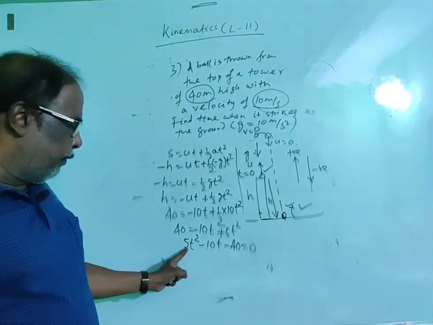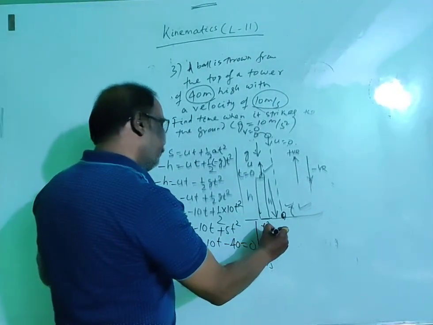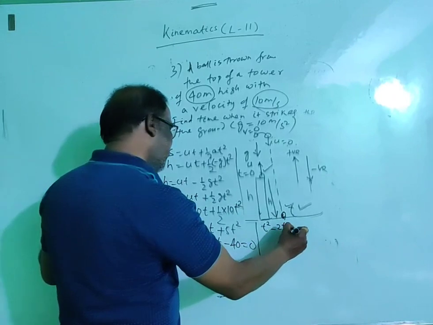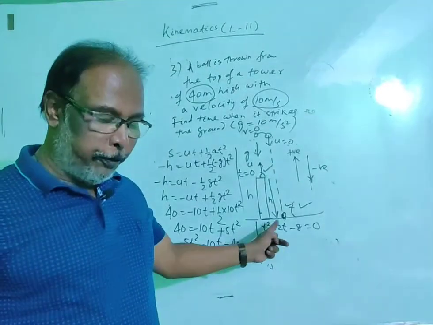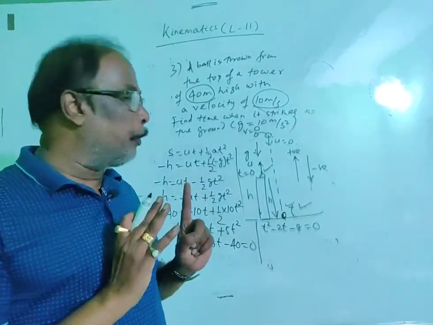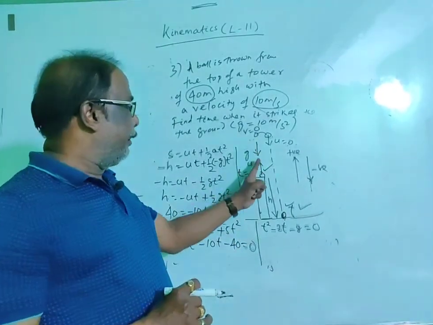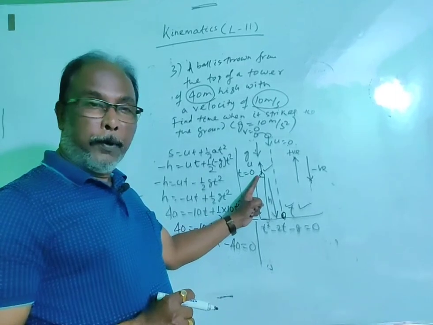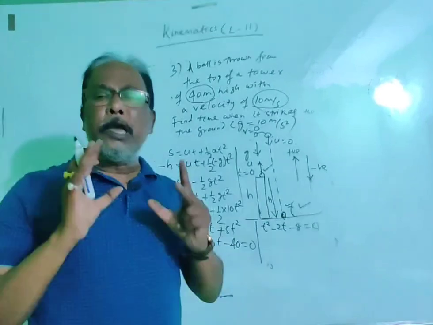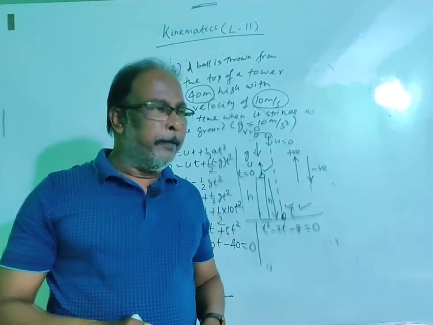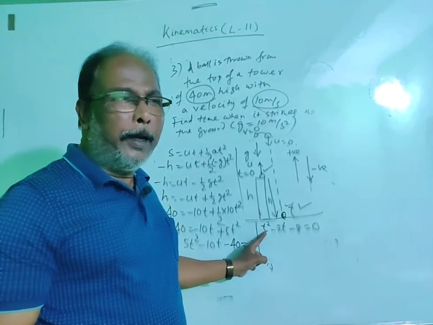Just divide by 5 on both sides, then it will be t square minus 2t minus 8 is equal to 0. Now the equation is in quadratic form. You will solve for t. See, the body starts its motion from the top of the tower and reaches the ground when time is t. If you solve a quadratic equation, then you will get two values of time.